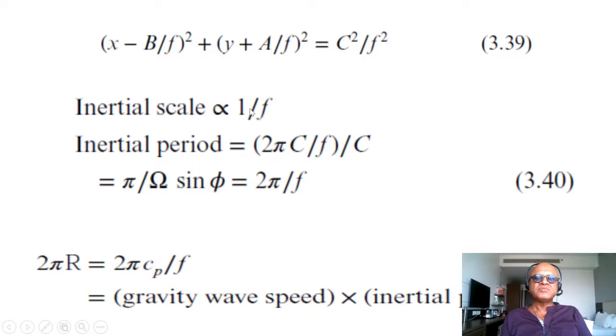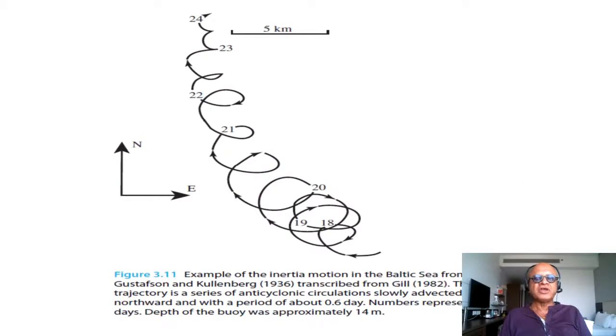Inertial scale, as we said, is proportional to 1 over f, should decrease with latitude and become singular at the equator. And we looked at the inertial period. Then 2 pi r, where r is now the Rossby radius of deformation, is 2 pi cp over f. So this is gravity wave speed times the inertial period, which is 1 over f. So essentially it becomes an issue of how far a gravity wave can travel within one inertial period. That is the Rossby adjustment problem, or the geostrophic adjustment problem.